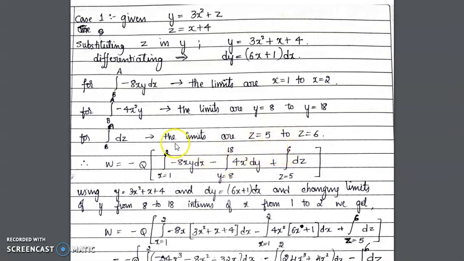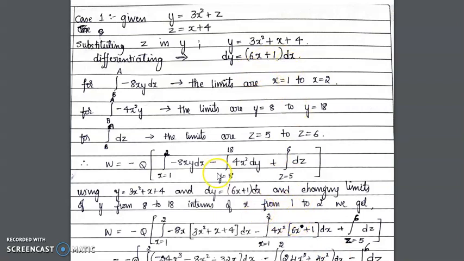Now in this equation I will substitute y in terms of x. So what is y in terms of x? In the place of y I can substitute 3x square plus x plus 4. So it will be 8x into (3x square plus x plus 4) into dx. Now in the place of dy here I will substitute (6x plus 1) into dx.